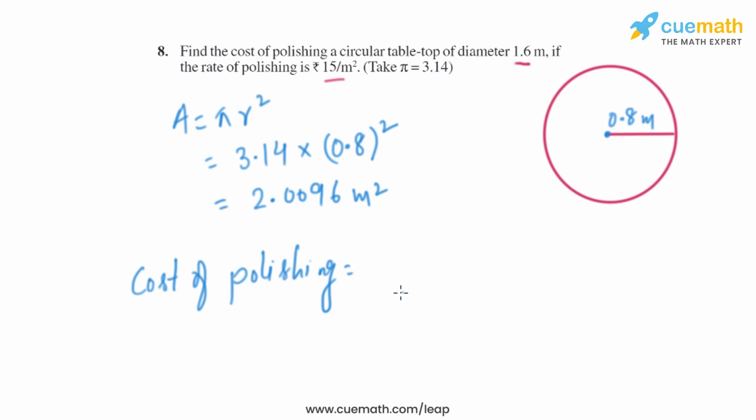Now we need to find the cost of polishing, and it is given in the question that the rate of polishing is 15 rupees per square meter. So the area is 2.0096 square meter and the rate is 15 rupees. So we just need to multiply them. When we multiply, we will get the cost as rupees 30.144. So that will be the cost of polishing a circular table of diameter 1.6 meter.